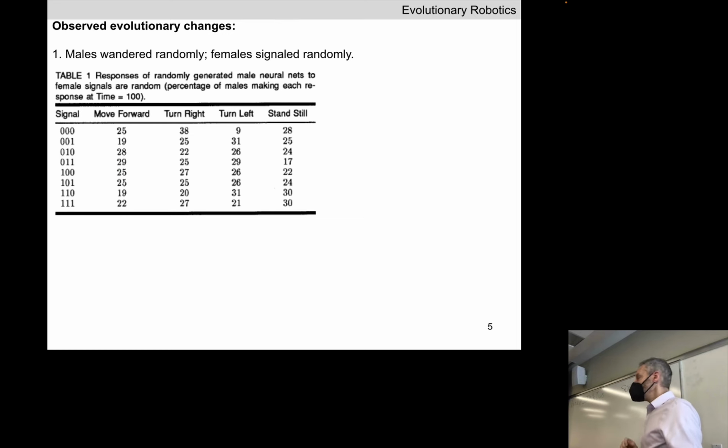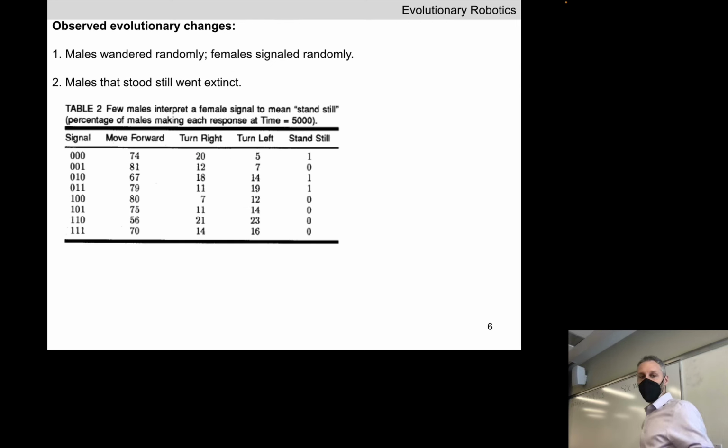If you're a male in this very, very early world, where signaling hasn't really evolved yet, the females are just signaling at random, what's the worst thing a male can do in this situation? Let's start with that. Stand still, right? So after 5,000 time steps in this simulation, we now have this distribution of behaviors across the 800 males.